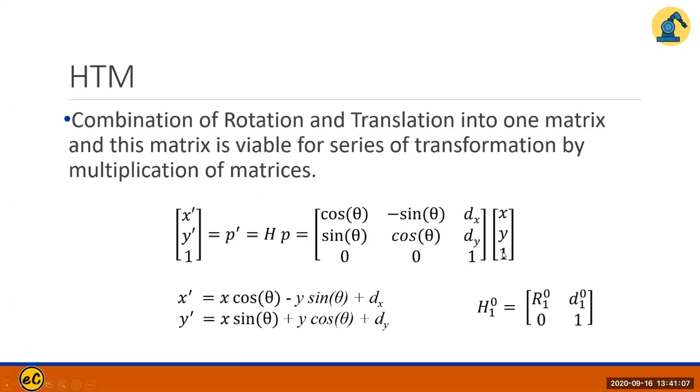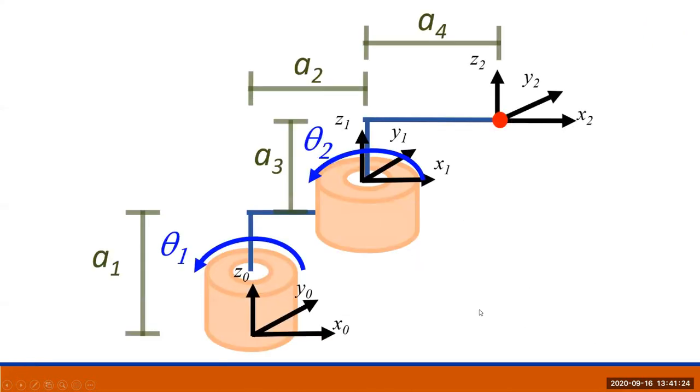And our point vector will be x, y, and 1 like this. And we will be able to get the new formula like this. So our transformation matrix, frame 1 with respect to frame 0, will be something like this.